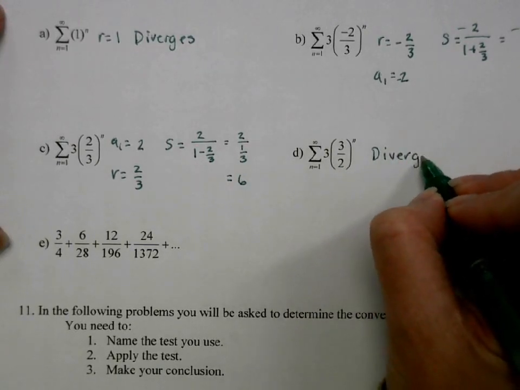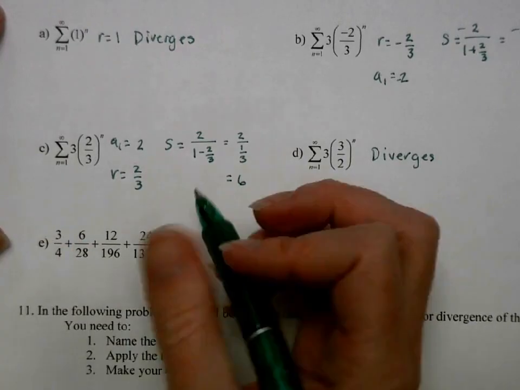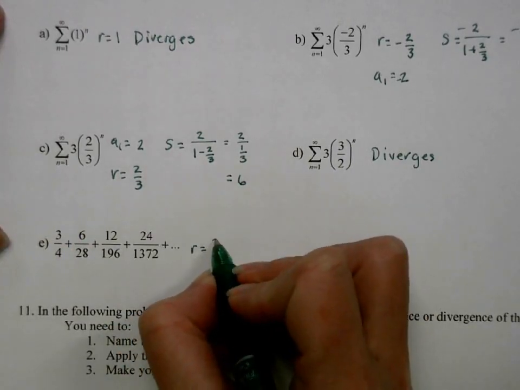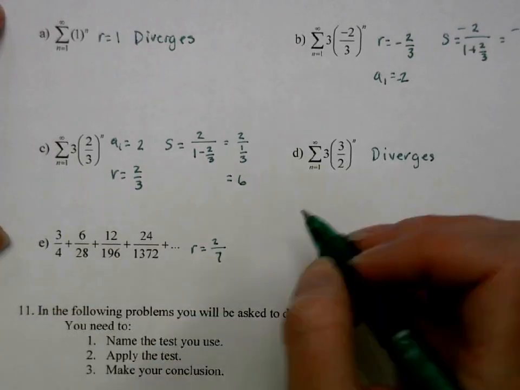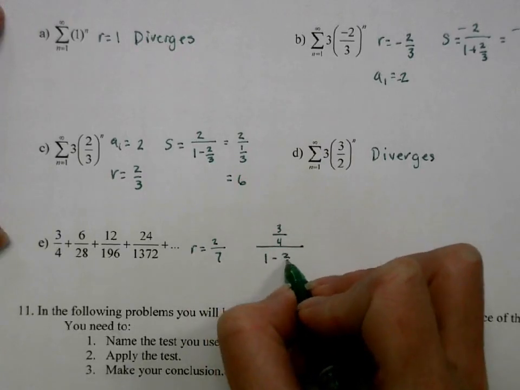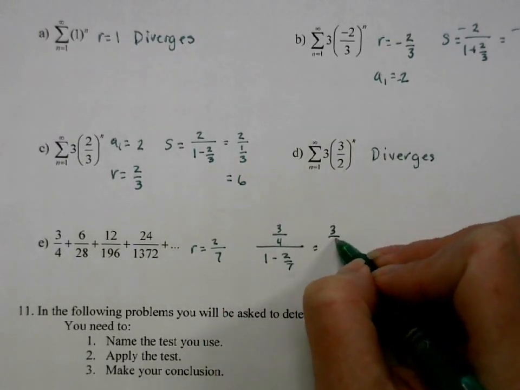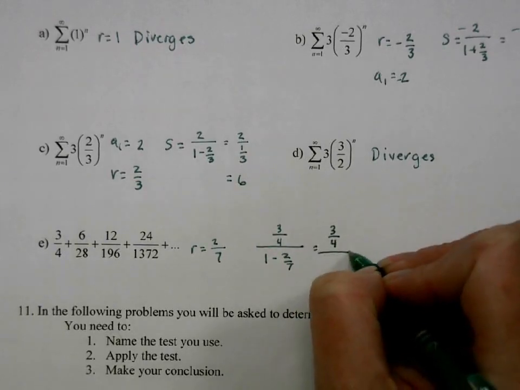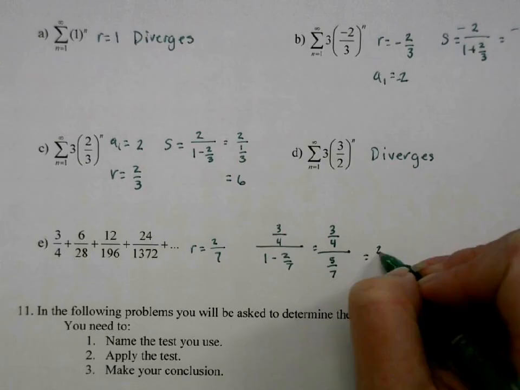Diverges. This one across the top, we're multiplying by 2. On the bottom, we're multiplying by 7. So we'll have 3/4 divided by 1 minus 2/7, which is 21 over 20.